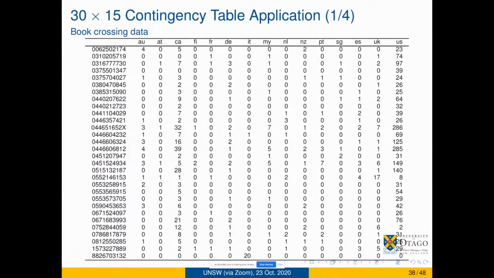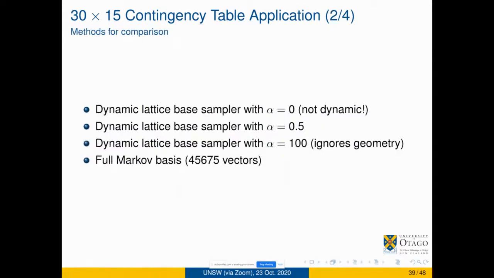Examples. So this is a two-way contingency table on something called the book crossing data. So the rows correspond to books identified by ISBN, and the columns to different countries. So it's a 30 by 15 contingency table, and I want to resample this. And I'm going to try 4 different samplers.